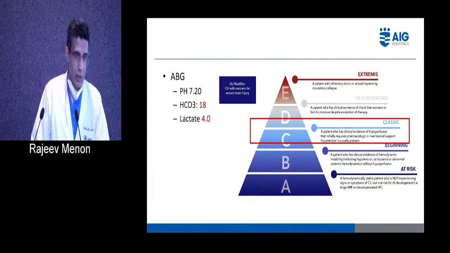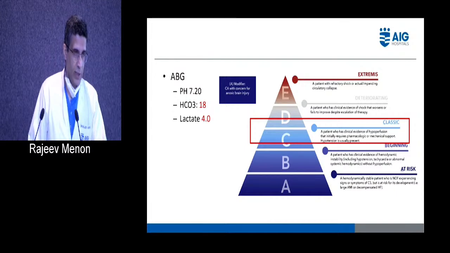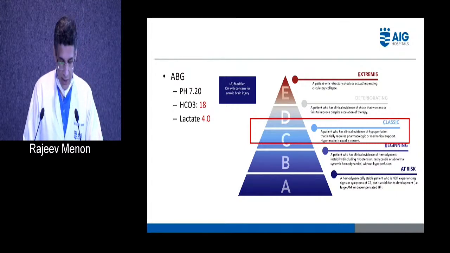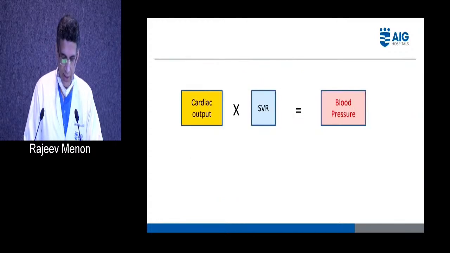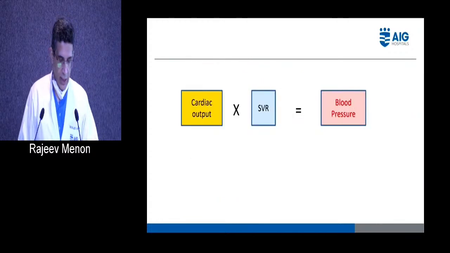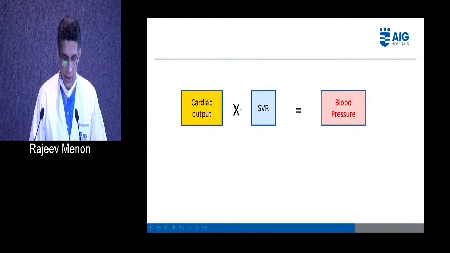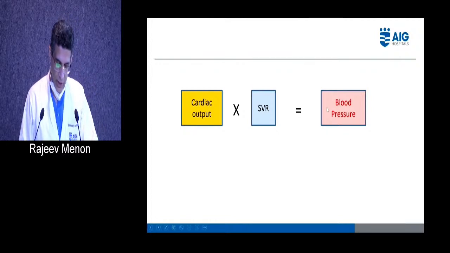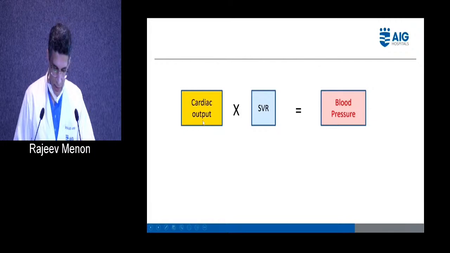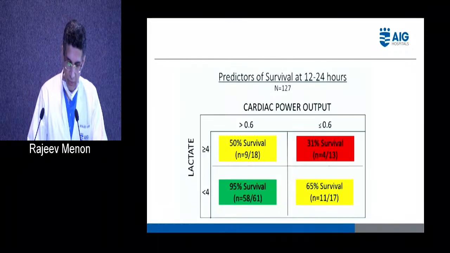So a patient where it appeared as if the patient is in normal blood pressure with a very good revascularization done, and we are out of the woods, is actually in class C shock with a systolic blood pressure of around 100. Why does that occur? Because the blood pressure is dependent not just on the cardiac output, but also on the systemic vascular resistance. So this patient would have pushed up the SVR, cold peripheries. So your blood pressure is still normal, but the cardiac output has actually dipped to the level of shock.